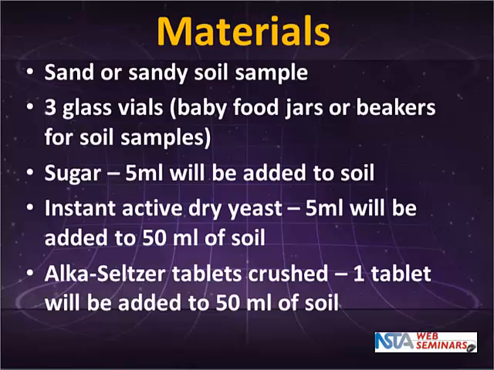Here we go. You need 5 milliliters of sugar, which will be added to the soil. You need instant active dry yeast. You guys are probably catching on now. 5 milliliters will be added to 50 milliliters of soil. And you need some Alka-Seltzer tablets that will be completely crushed. You don't want to see any large pieces of Alka-Seltzer, because trust me, those kids will be able to identify it if they actually see it. But anyway, these are the materials that you're going to need.